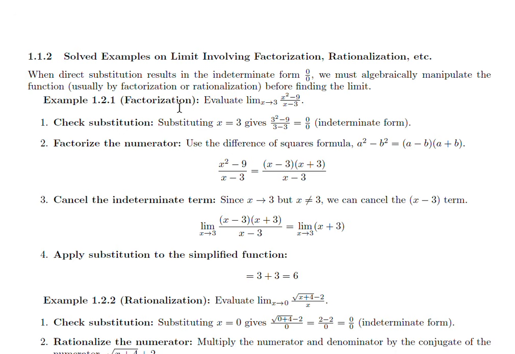Now, for a problem that involves factorization, we have this function, for instance, x squared minus 9 over x minus 3. We want to limit it as x tends to 3.